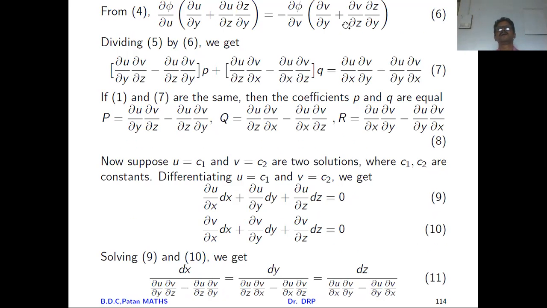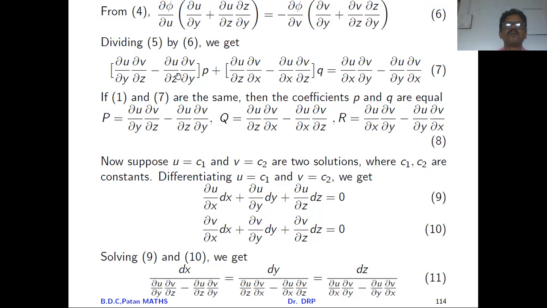And then you take the cross multiplication. You collect the terms containing p together. You collect the terms containing q together, and the rest of the terms you shift on the right hand side. So terms containing p together, you consider as the first term. Terms containing q together, you consider as the second term. And the rest of the terms you shift on the right hand side. So you will get the equation in this form.